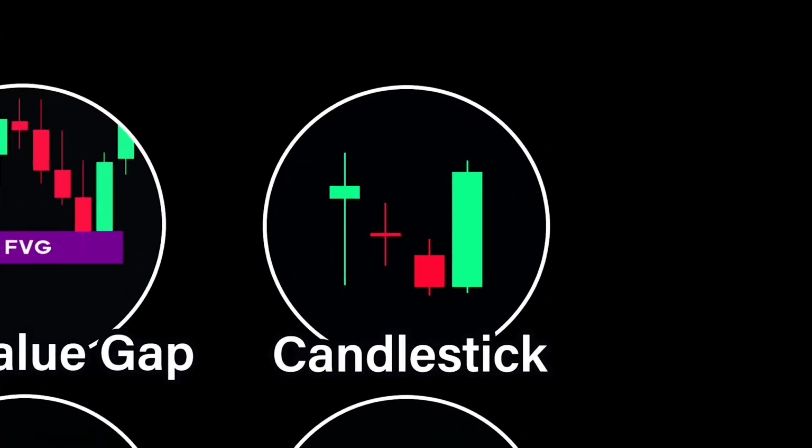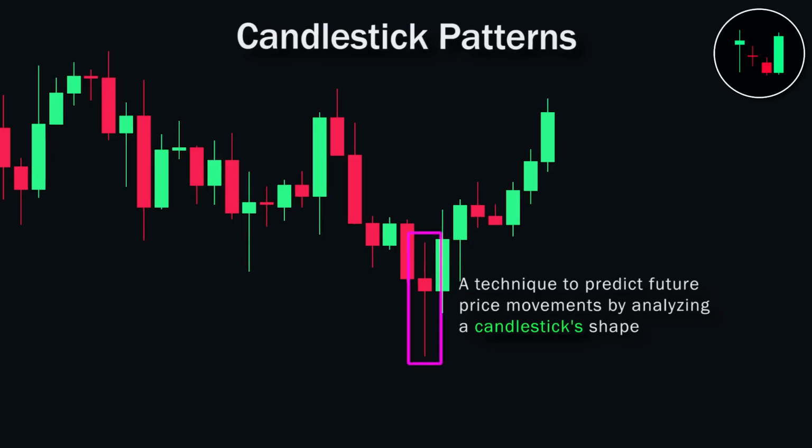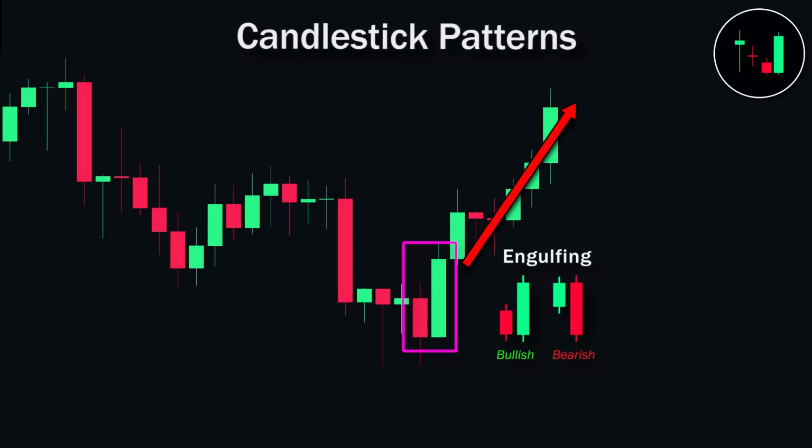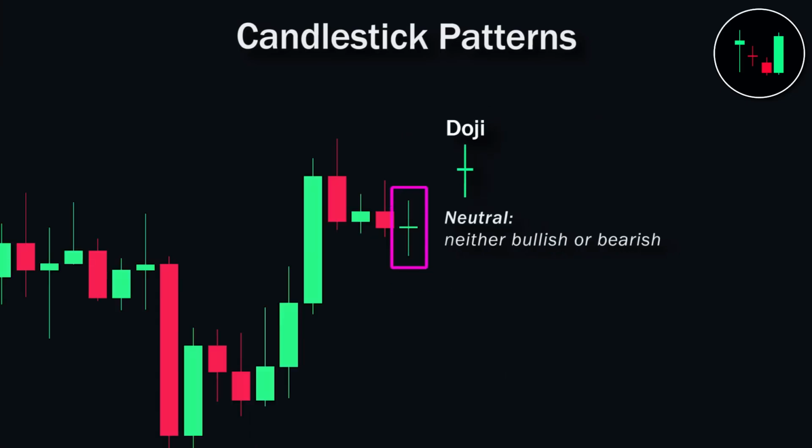Candlestick patterns. It is a technique that traders use to analyze future price movements by looking at specific candlestick shapes. Notable candlestick patterns include engulfing patterns, which signal strong momentum towards the direction of the engulfing candle, hammer and shooting star patterns, which indicates rejection as shown by the long wick on one side, doji patterns, which signals neutrality in the market.